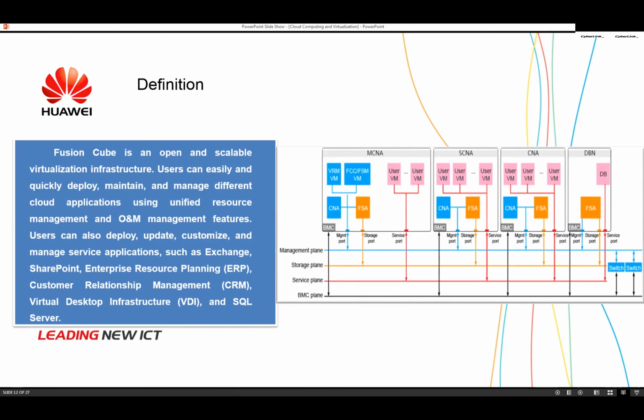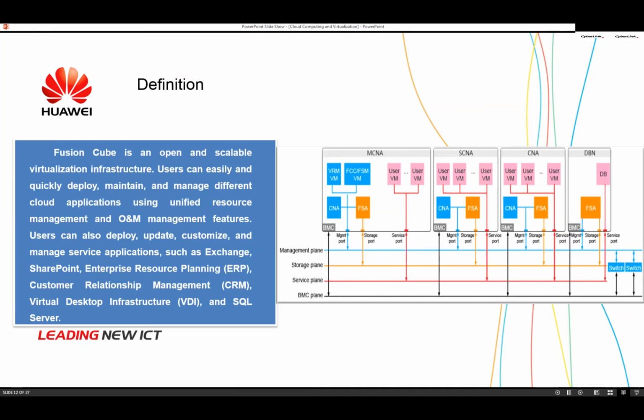We can, for instance, deploy Fusion Compute, then we can deploy Fusion Storage instead of dedicated storage. But Fusion Cube deploys these two products together in a unified manner and also adds a unified management portal to both of them. As you can see in its definition, it's a scalable virtualization infrastructure. We can easily deploy, maintain, and manage different cloud applications. We can deploy, update, customize, and manage service applications.